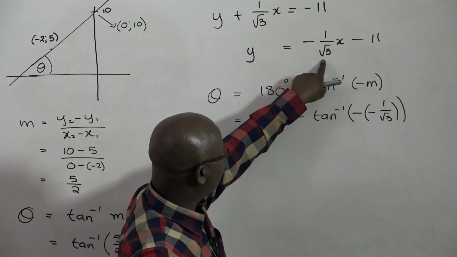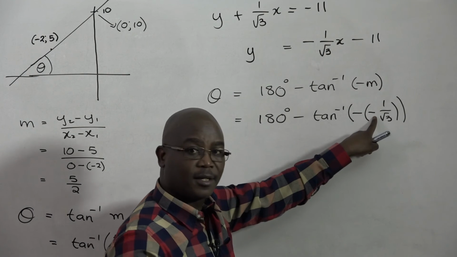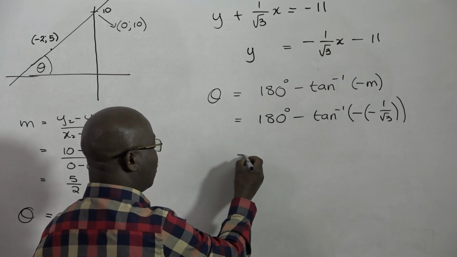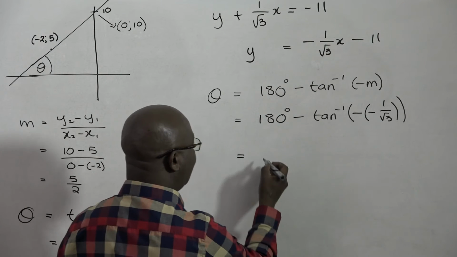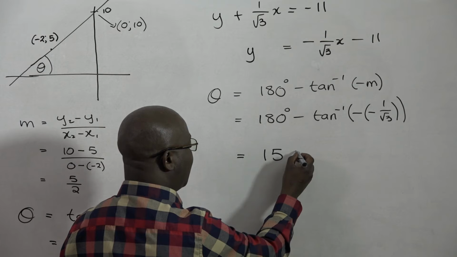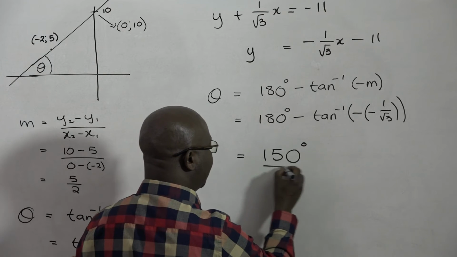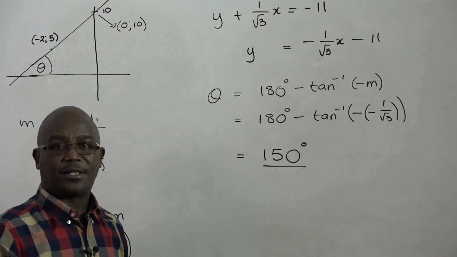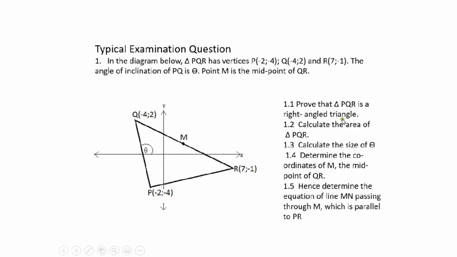M is coming with its negative, so we need to indicate that negative also. And then, if you punch all this in your calculator, you'll get a nice obtuse angle of 150 degrees, like that. Quite straightforward. You see, this is a small trick that they are giving us here.